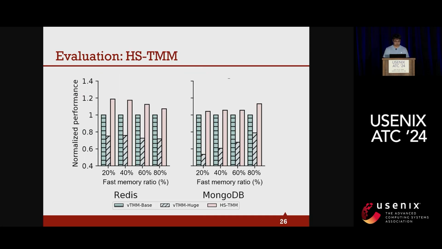In tiered memory management, we compare the performance of HugeScope and VTMM with huge and base page configurations. In Redis and MongoDB, the results of huge page configuration are even worse than those of base page configurations. HugeScope outperforms both by combining the efficiency of huge pages and avoiding poor decisions triggered by the hot bloat. You can find other results about other benchmarks in our paper.